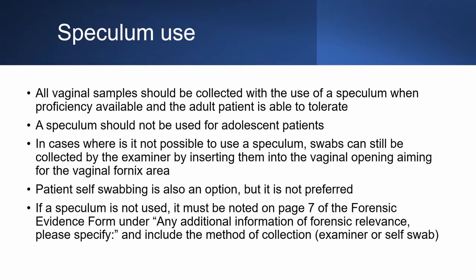All vaginal samples should be collected with the use of a speculum when proficiency is available and the adult patient is able to tolerate. A speculum should not be used for adolescent patients. In cases where it is not possible to use a speculum, swabs can still be collected by the examiner by inserting them into the vaginal opening, aiming for the vaginal fornix area.